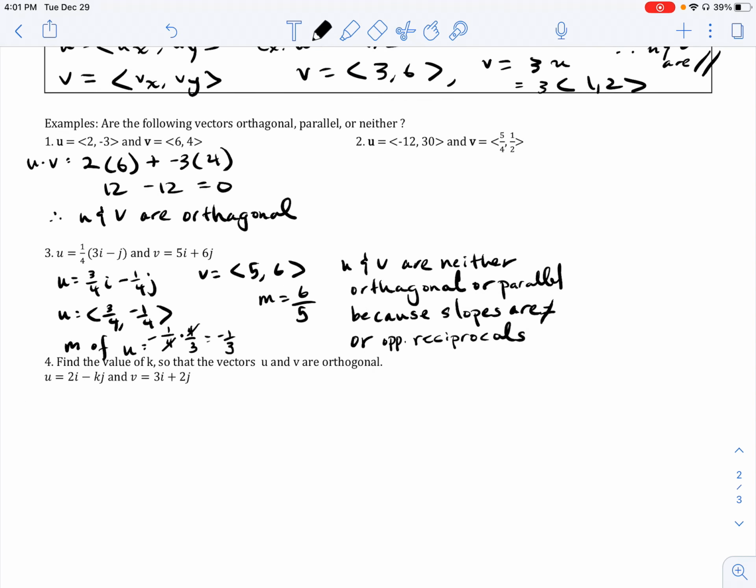So again, try numbers 2 and 4 on your own and go ahead and check those in classroom, and hopefully by the end of it, you're pretty comfortable finding dot products and using those dot products to find angles and whether or not vectors might be orthogonal, parallel, or neither.